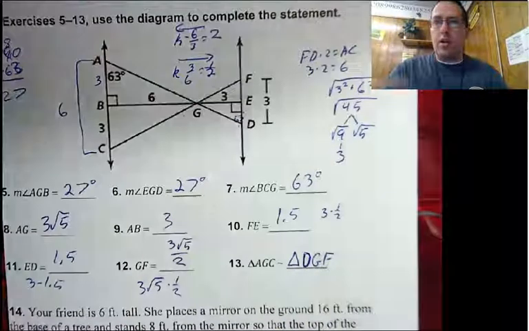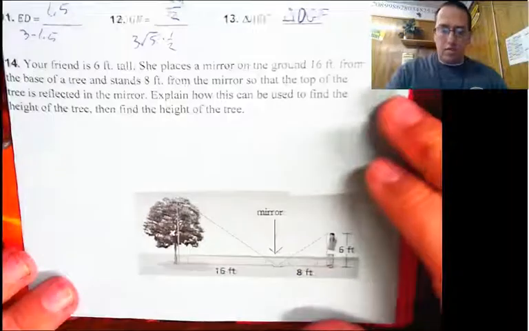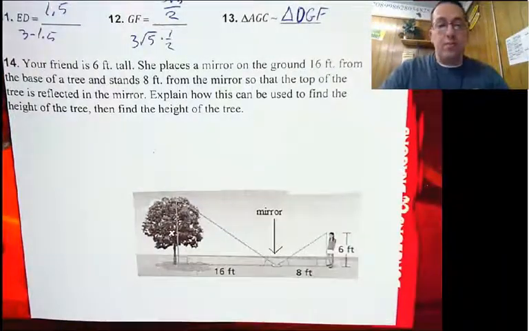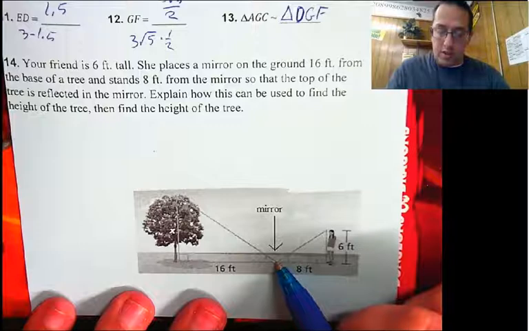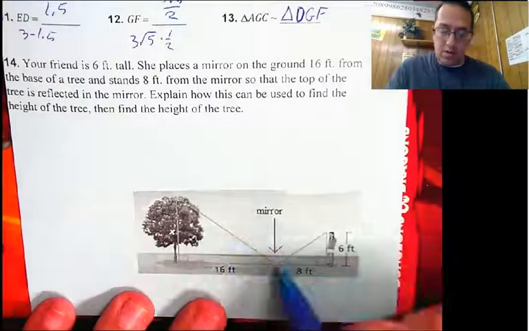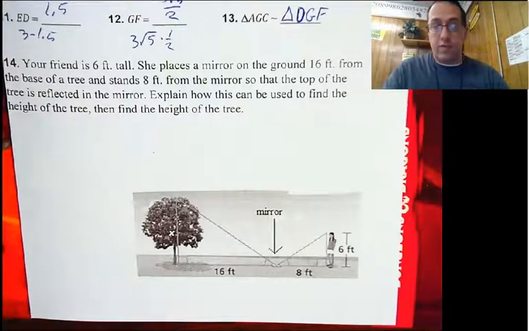We have one last problem, and this is going to be another indirect measurement thing. All right. What we have here, your friend is 6 feet tall. She places a mirror on the ground 16 feet from the base of a tree and stands 8 feet from the mirror so that the top of the tree is reflected in the mirror, as you see here. So she's looking down at the mirror. She sees the tree reflected in the mirror, right? First, we want to explain how this can be used to find the height of the tree, and then we're going to actually do it.